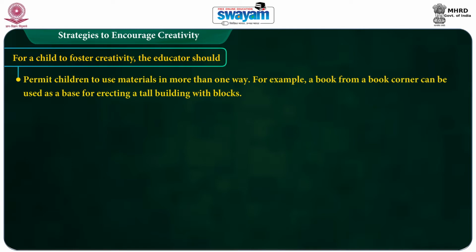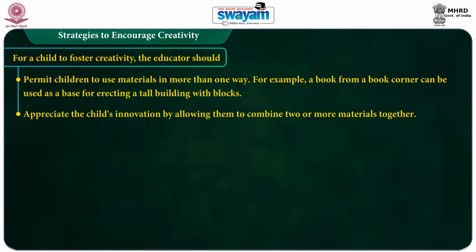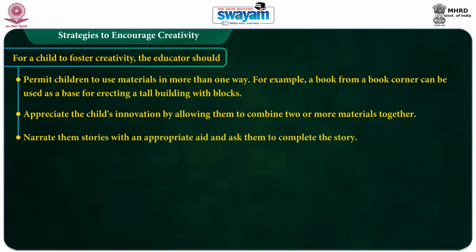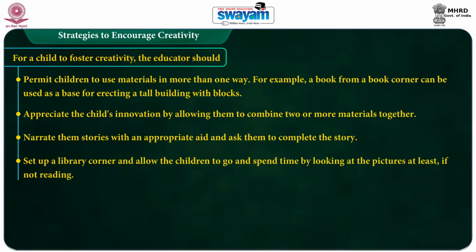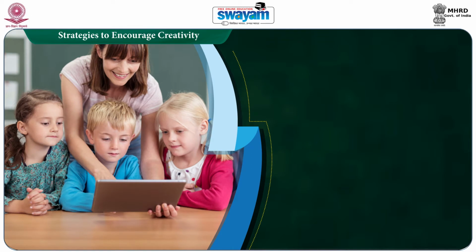Permit children to use materials in more than one way. For example, a book from a book corner can be used as a base for erecting a tall building with blocks. Appreciate the child's innovation by allowing them to combine two or more materials together. Narrate stories with an appropriate aid and ask them to complete the story. Set up a library corner and allow the children to spend time looking at the pictures at least, if not reading.